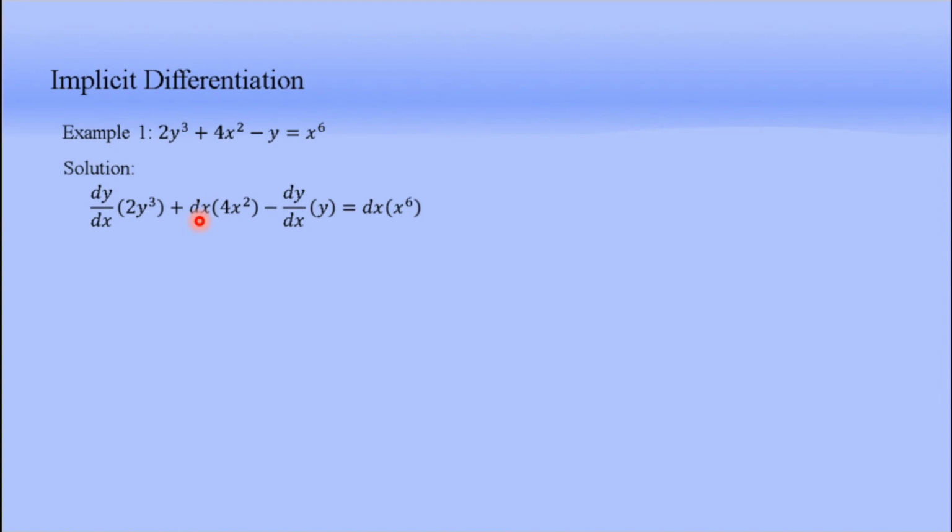So what is the derivative of 2y cubed? That is 6y squared. And then we're just going to retain dy dx, because again, this is what we are solving for. And then the derivative of 4x squared is 8x, minus dy dx. So what is the derivative of y? Still 1. And then the derivative of x raised to the 6th power is 6x raised to the 5th power.